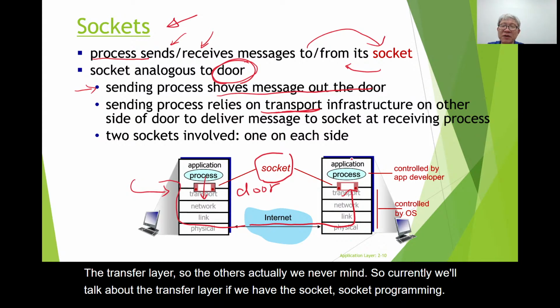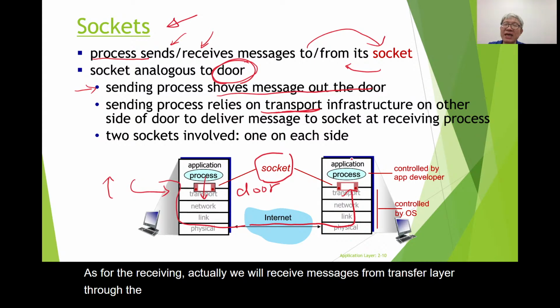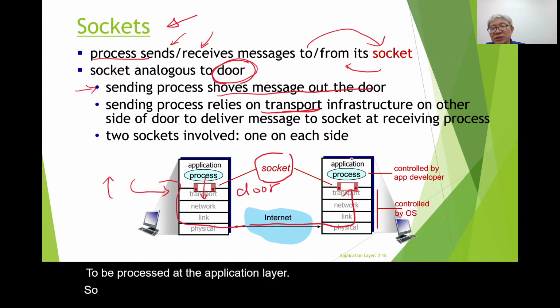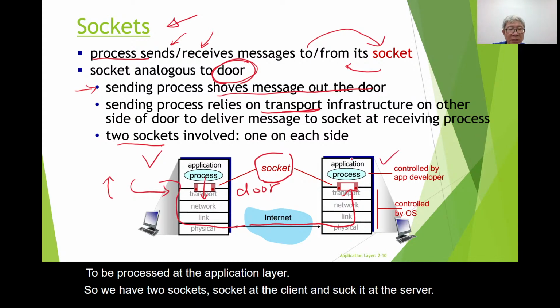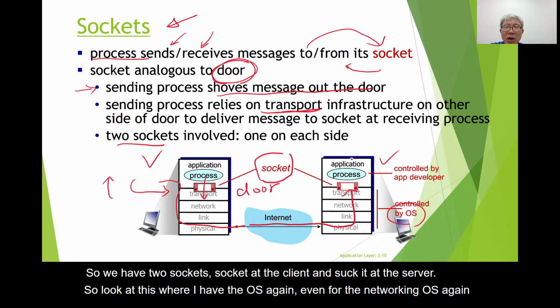As for receiving, we receive messages from the transport layer through the door, through the socket, then the message is processed at the application layer. So we have two sockets, a socket at the client and a socket at the server. Look at this. We have the OS again, even for networking, to have the proper setting.